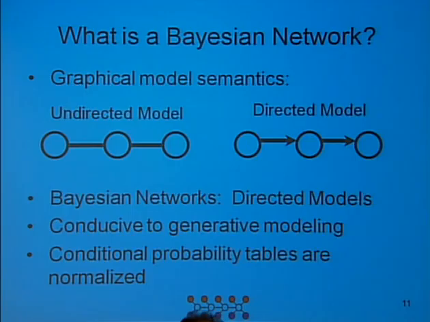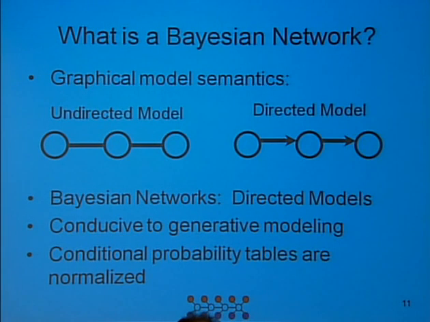OK, what is a Bayesian network? Very quickly, there are 2 prominent graphical model semantics, undirected models and directed models. Bayesian networks are directed models. There are more semantics, chain graphs, and more, but these are the main two types.